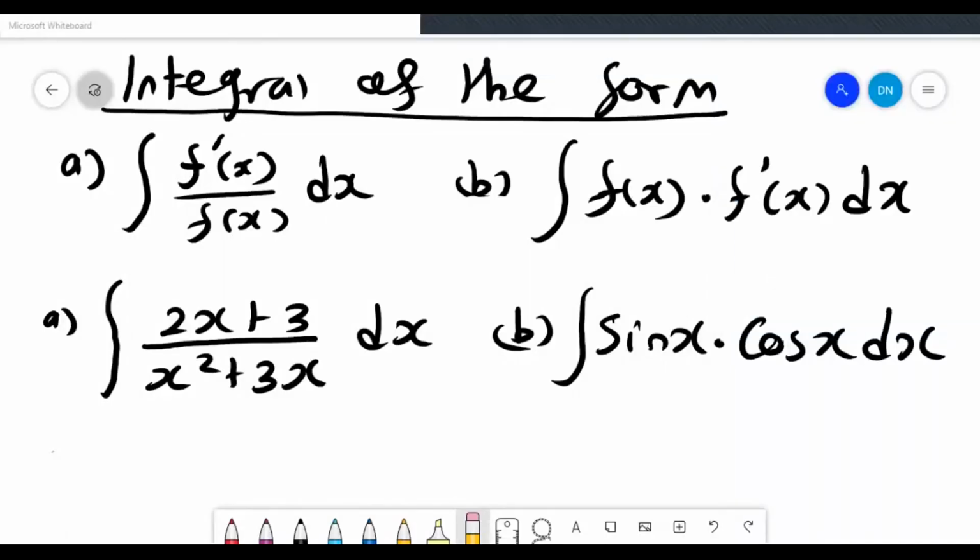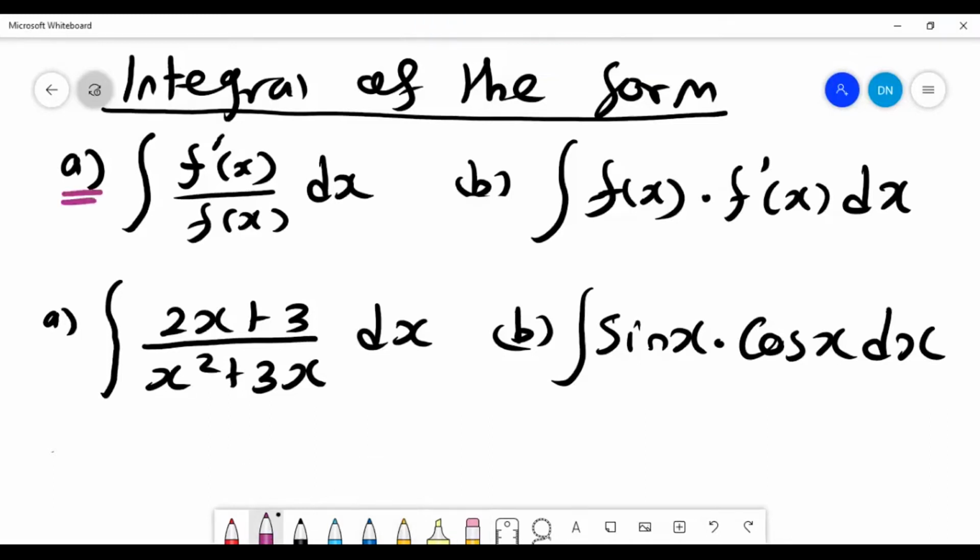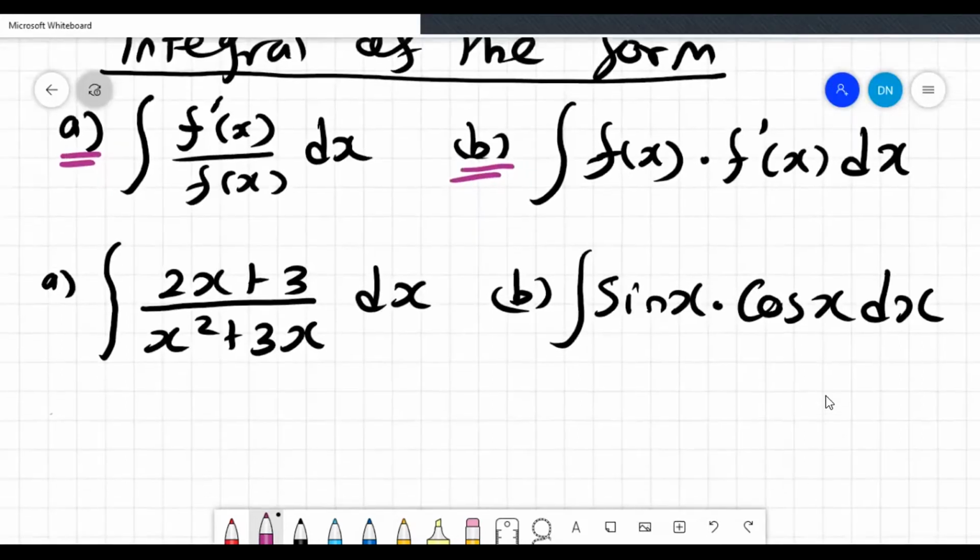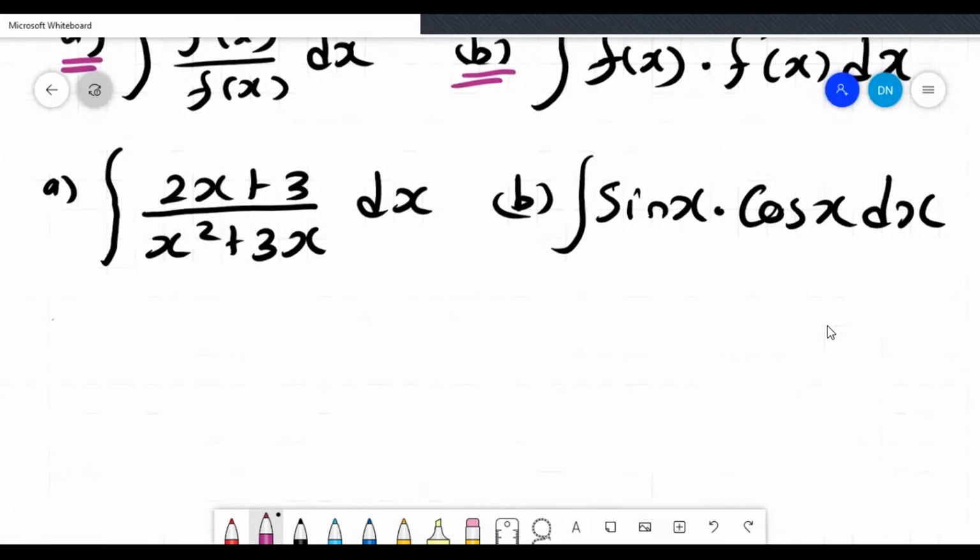So, we want to look at integrals of the form. I have two forms here. The first form is where I'm dividing the derivative by its original function. And the second form is where I'm multiplying the derivative with its original function. So I have two forms that I want to look at, and I have two examples. I'll start with our first example: 2x plus 3 all over x squared plus 3x.